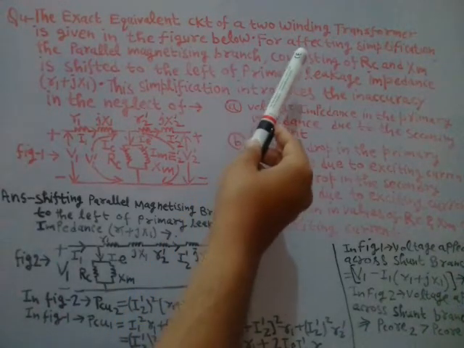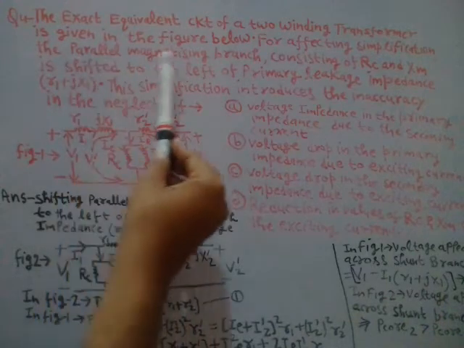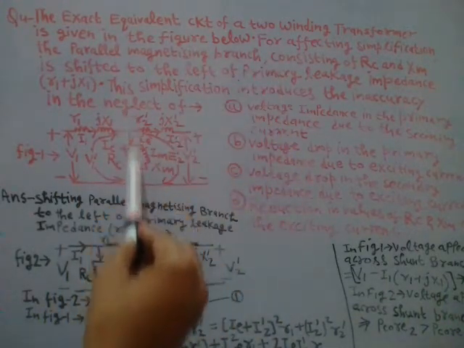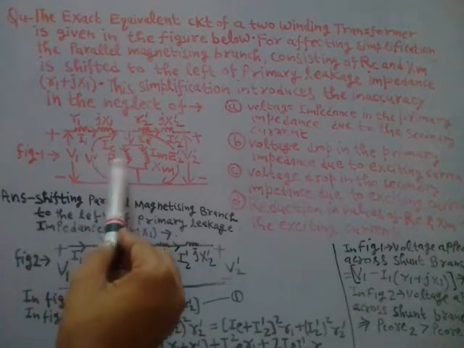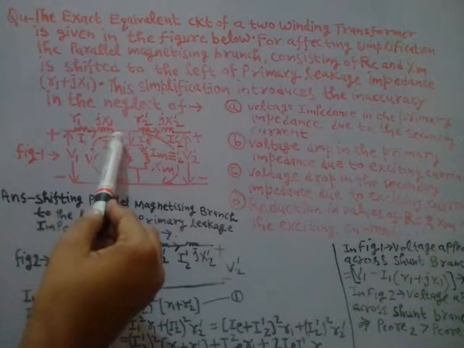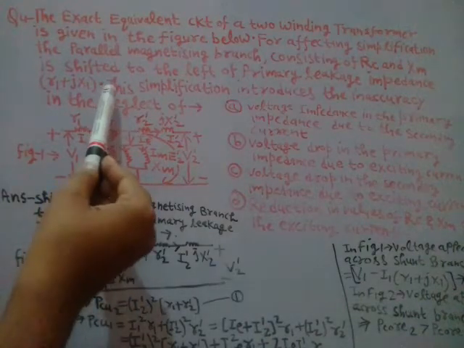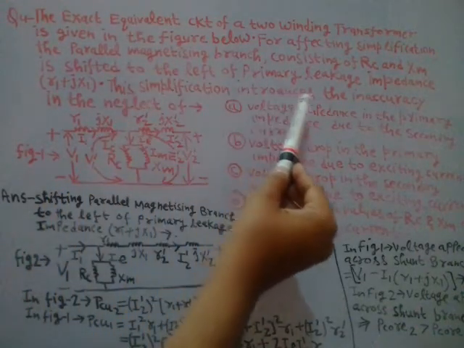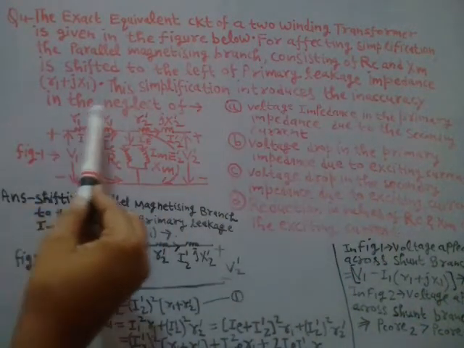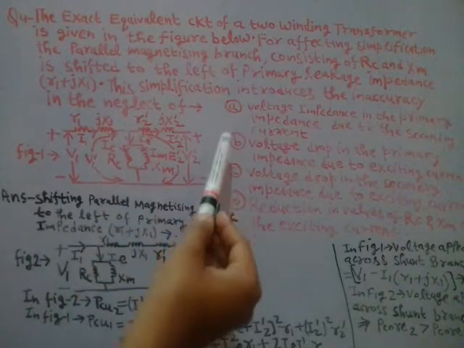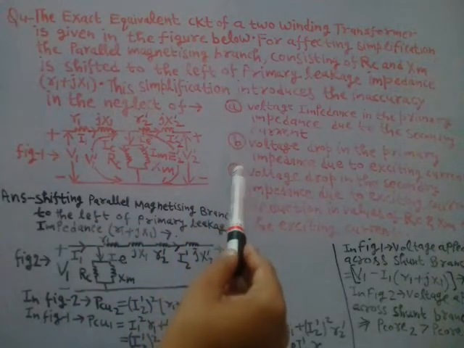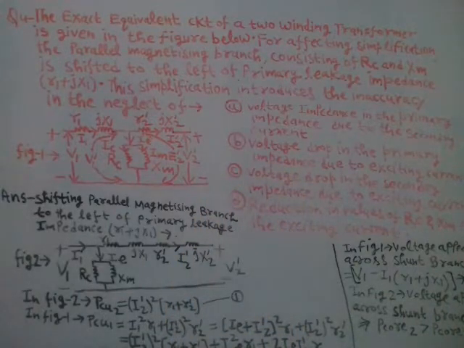So now he is saying that he has shifted the parallel magnetizing branch, that means this branch, which is consisting of RC and XM, to the left of this primary leakage impedance R1 plus jX1. Now this simplification introduces the inaccuracy in the neglect of A or B or C or D. These four are the options, out of which only one option is correct. You have to choose that correct option after analyzing the circuit.